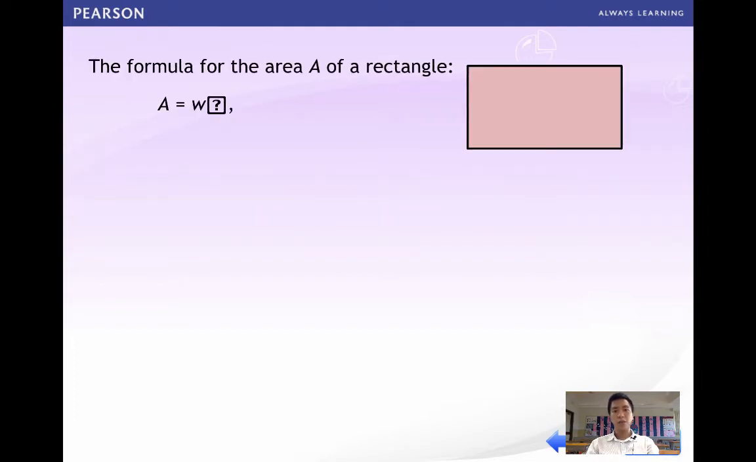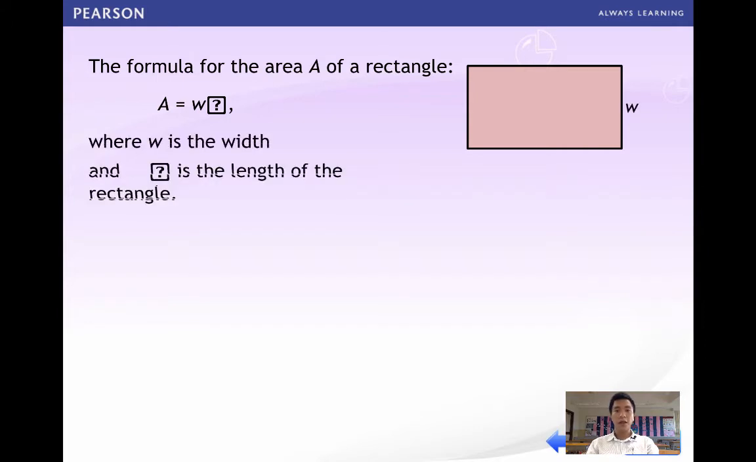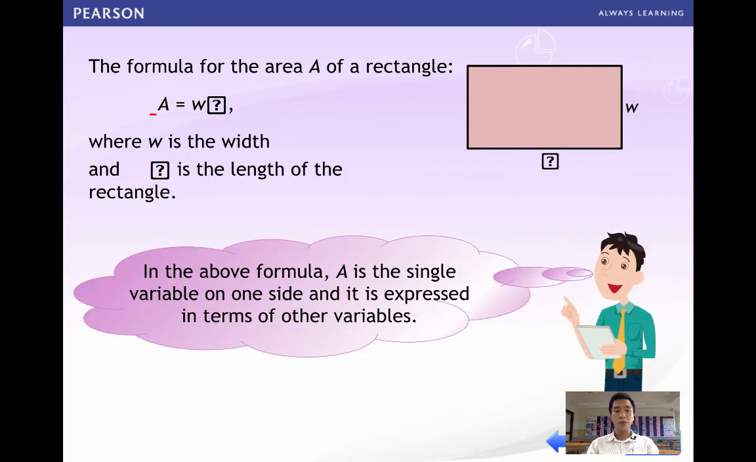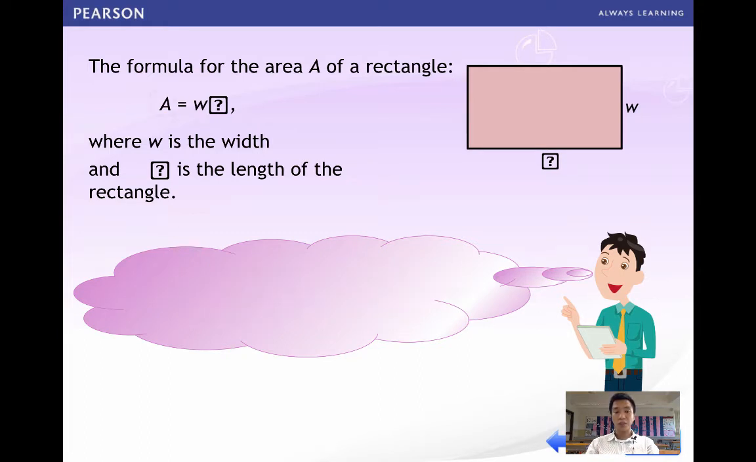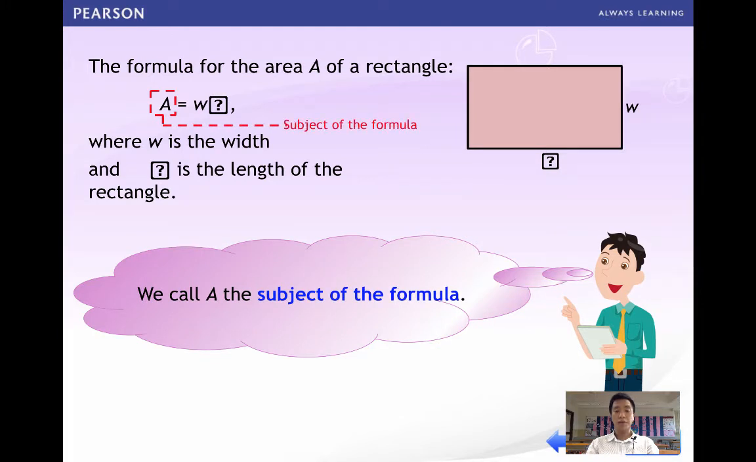So what is it? Look at this rectangle. You can see that for the area, we have the formula: area equals W times an unknown. What does the unknown represent? W is the width, and the unknown is the length of the rectangle. So for this formula, A equals WL, A is a single variable on one side, that means the left-hand side, and it is expressed in terms of other variables. So A is the subject of the formula.